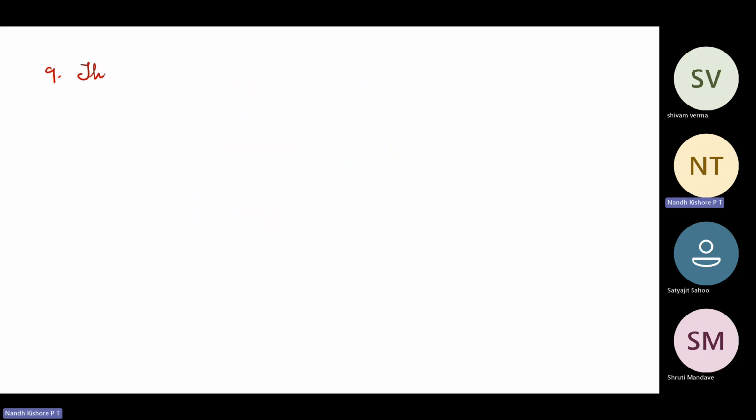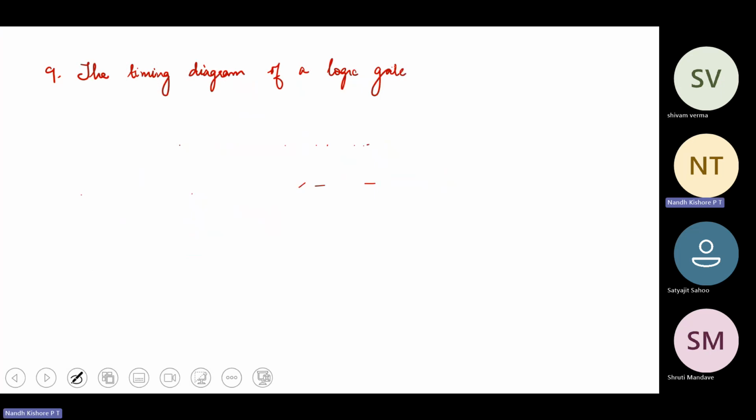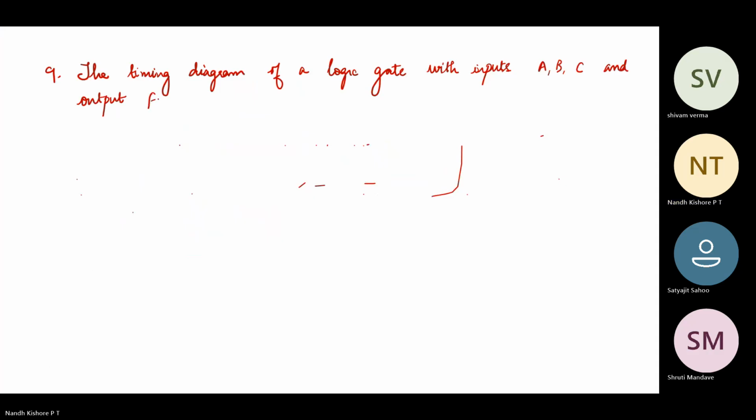This is a simple question. The timing diagram of a logic gate with inputs A, B, C and output F is shown.